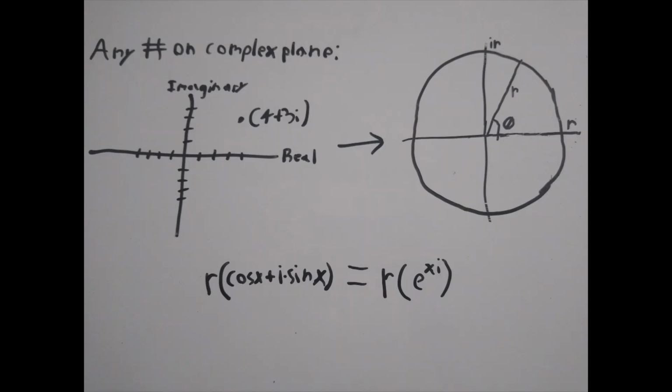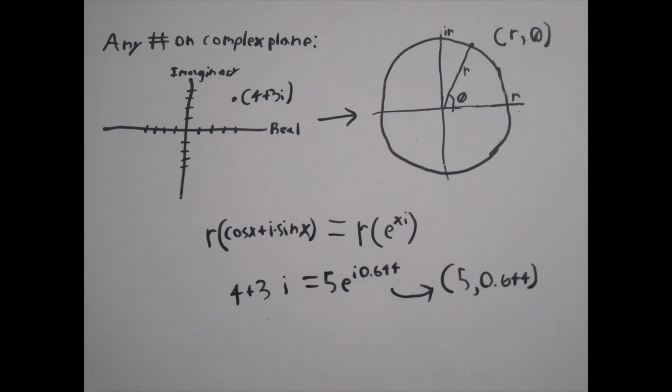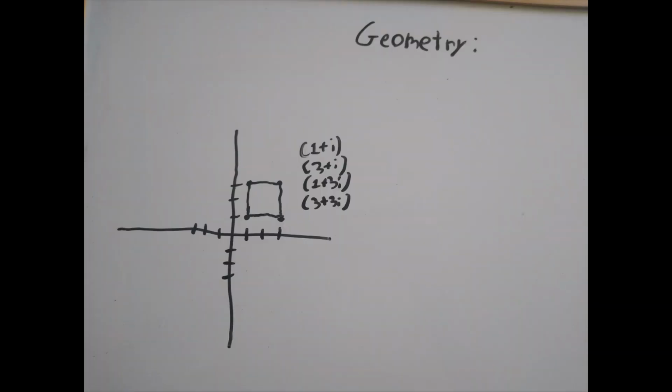Euler's formula is a very good way to change between complex coordinates and polar coordinates. You can just use r times e to the ix is equal to r times the quantity cos x plus i times sine x. Any coordinate can be transferred. For example, 4 plus 3i is equal to 5 times e to the i 0.644, which is 5, 0.644 in polar form. Let's say we had 4 points in the complex plane that made a square.